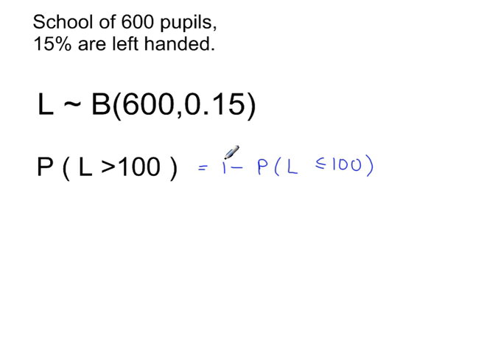So we calculate the probability of 1 minus there being less than or equal to 100 left-handed pupils. But there are too many calculations here, and probability tables are not available. So instead of using the exact binomial distribution, we can try to approximate the probability by using an alternative probability distribution. And the options available can be summarized in the following triangle.